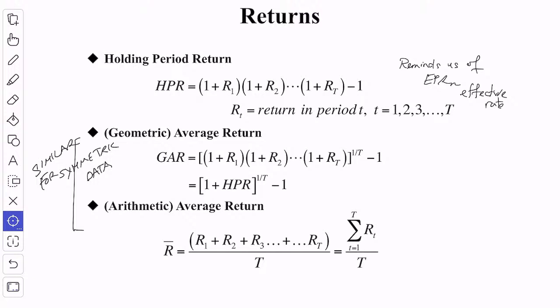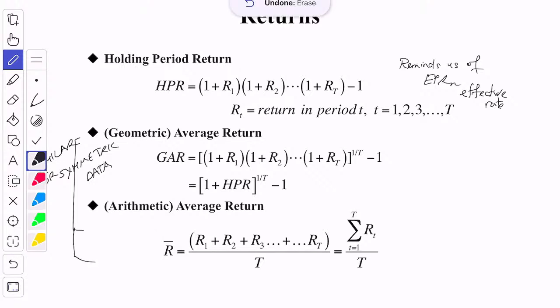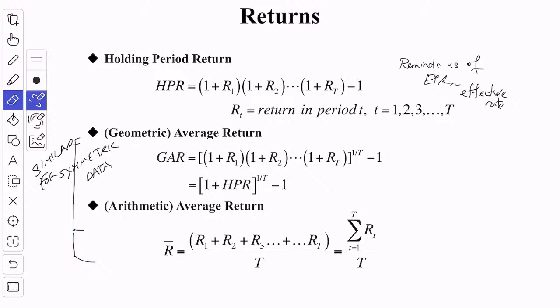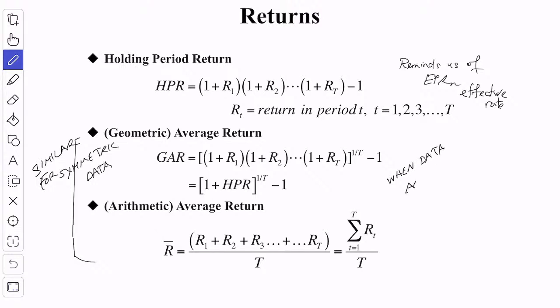When data are not symmetric, which one should you use? Do you know? Right, nice, Beth. You should use the geometric. Very good.